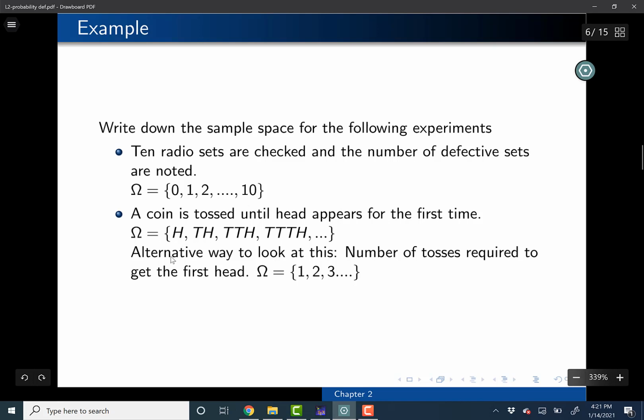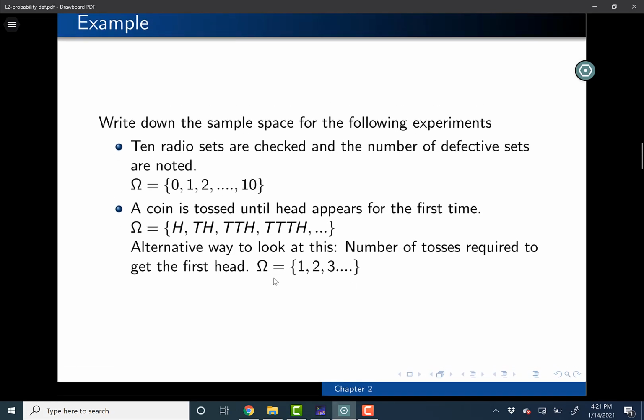In the second experiment, if we chose to count the number of tosses required to get the first head, then our omega would now change to these numbers. We need 1 toss to get a head, 2 tosses to get a head, 3, and so on. So for each experiment, even though you're doing the same thing, your sample space might differ depending on what exactly it is that you are observing.